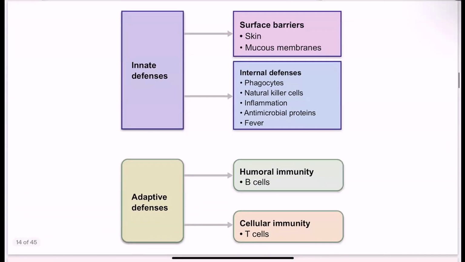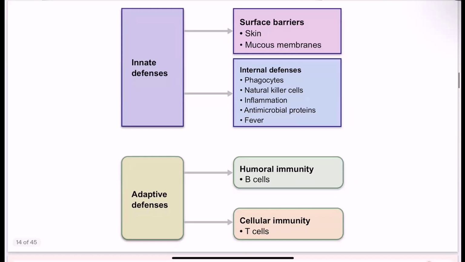So just to recap where we left off last time, we talked about innate defenses. Those are those things that we're born with. They're the surface barriers. They're the internal defenses that are pretty non-specific. Your textbook describes the surface barriers and the internal defenses as the first and second line defenses, and the adaptive defenses collectively are the third line of defense.